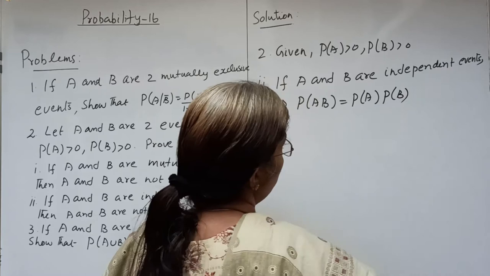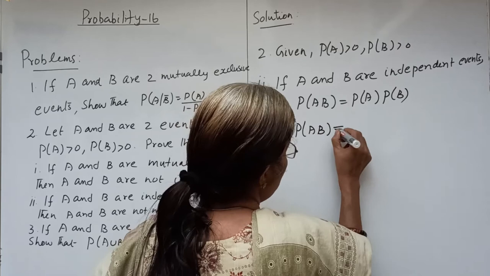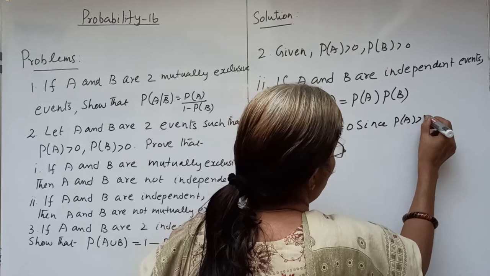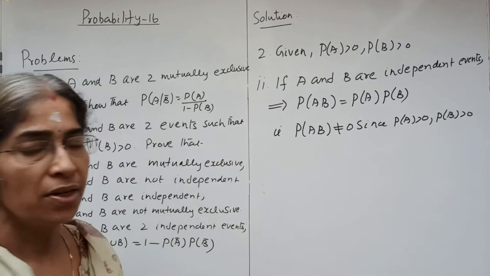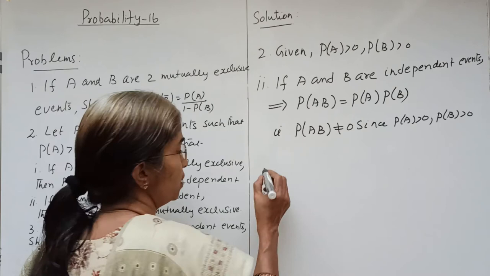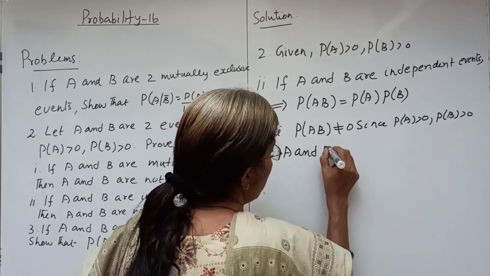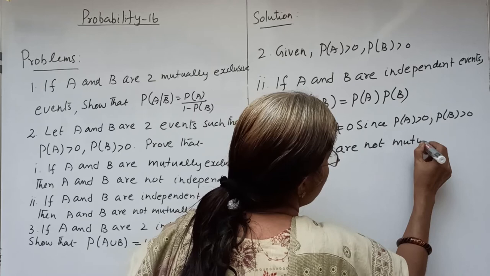That is, P of AB is not equal to 0, since P of A is greater than 0 and P of B is greater than 0. That is, A and B are not mutually exclusive.